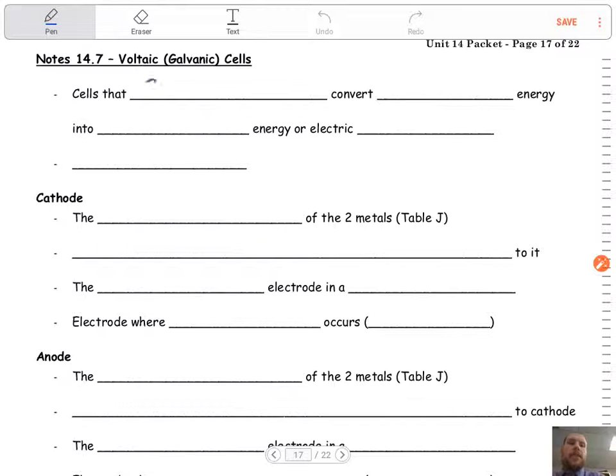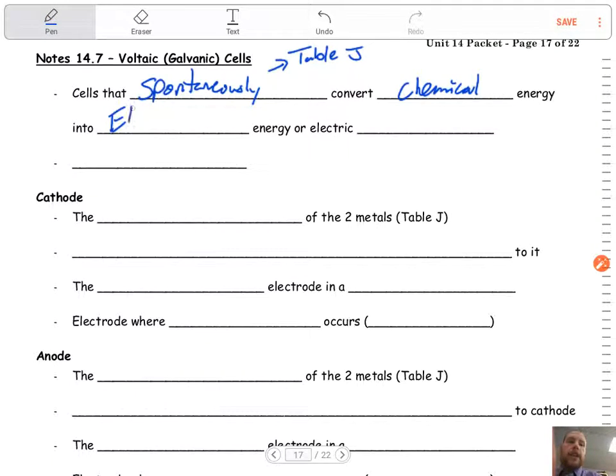These are cells that spontaneously, so when you hear that word, guys, spontaneously, what should you be thinking? You should be thinking, hey, I'm going to be using Table J. All right, I've got to look at it. They spontaneously convert chemical energy into electrical energy or current, or electric current. So the best example of these are batteries.